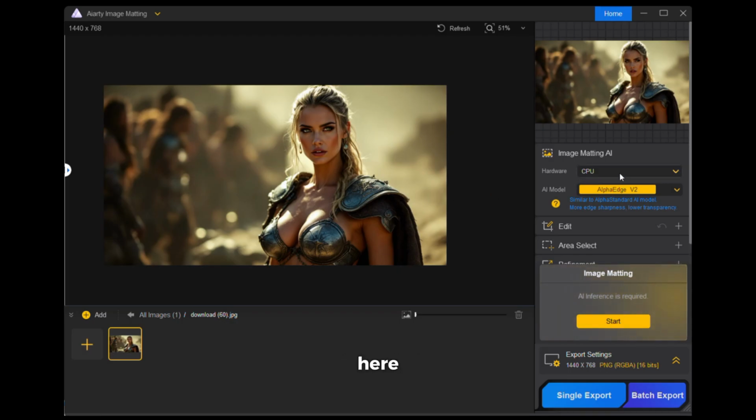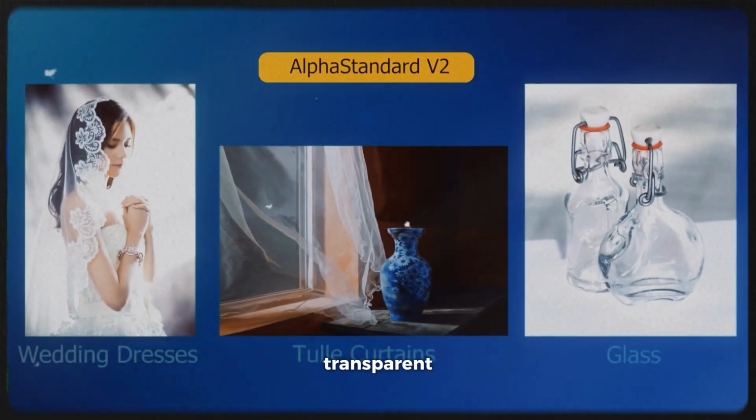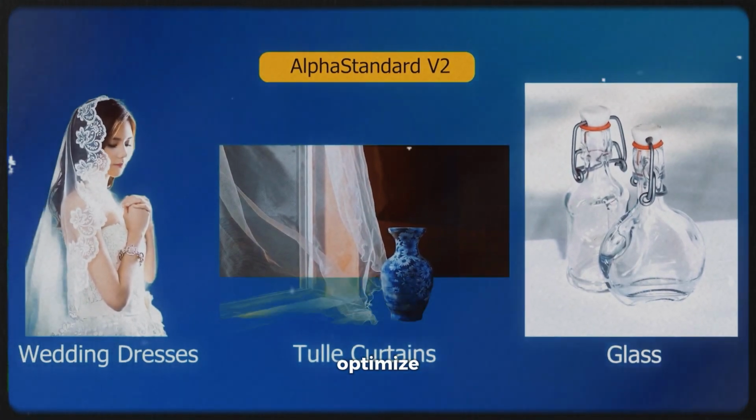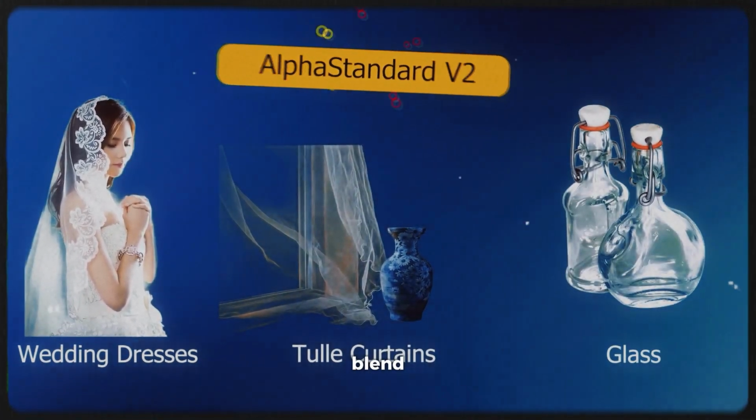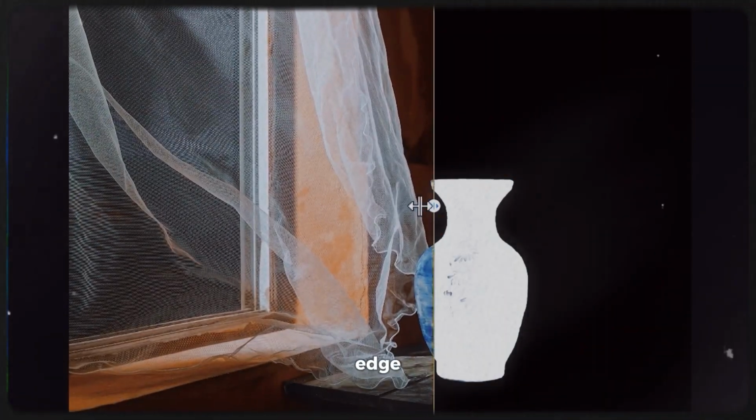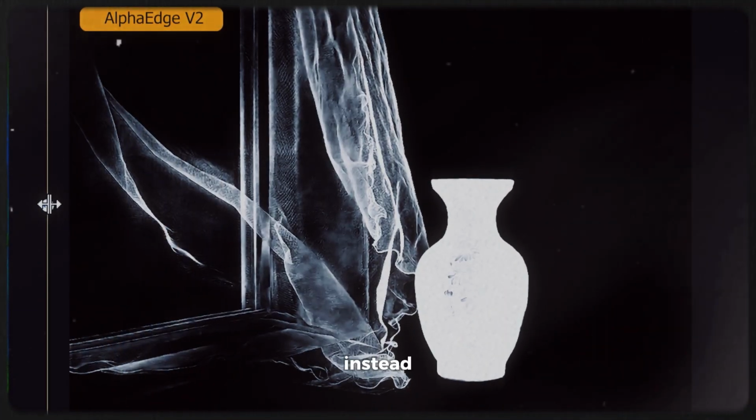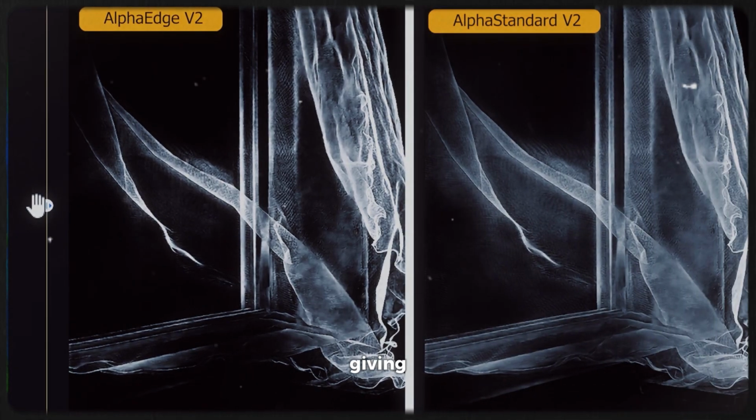Next, from here, you can just keep it at CPU. And for the AI model, you can see it has 4 different models. Now, for images with semi-transparent parts, use this model to optimize edge details for a natural blend with the background. If you want to focus on edge sharpness, use Alpha Edge instead. It prioritizes edge sharpness, giving you clear edges.